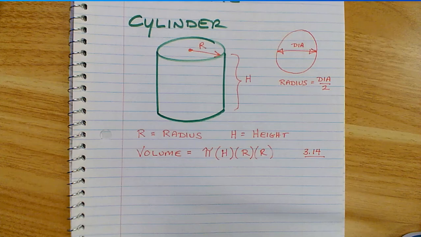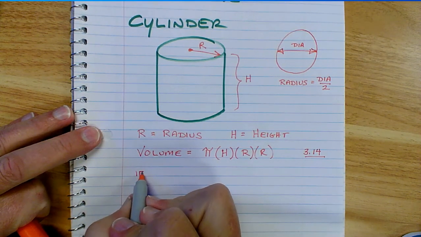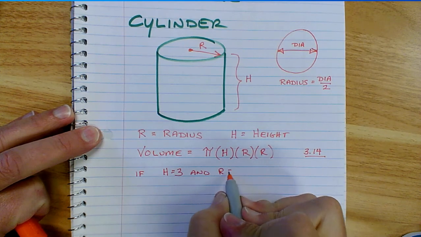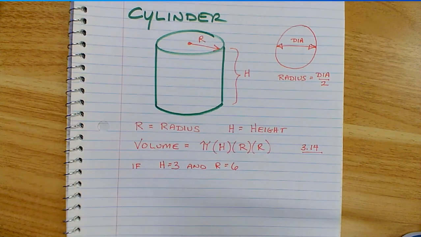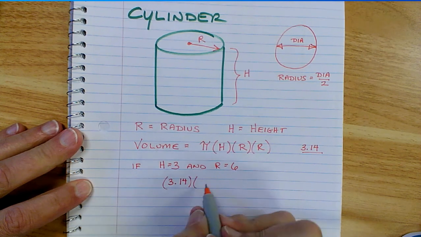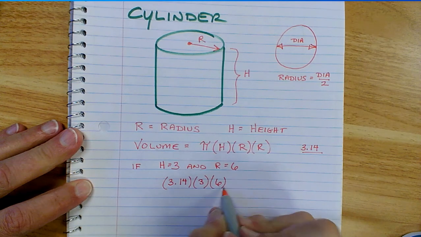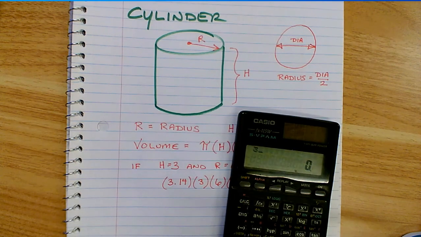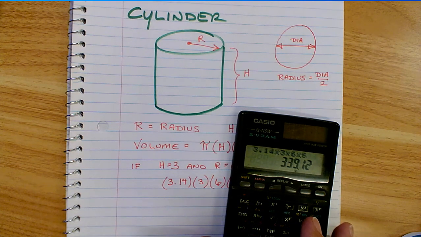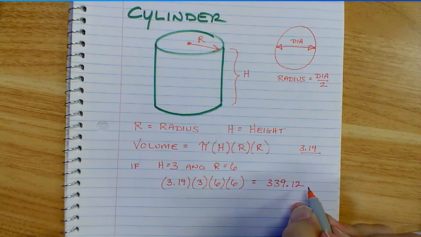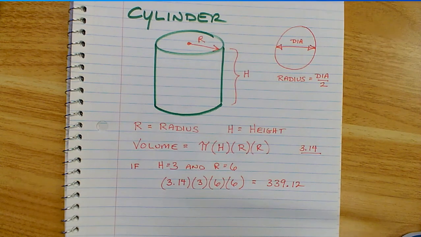So an example problem, if height equals 3 and r equals 6, I would have 3.14 times the height times the radius times the radius equals, calculator time, 3.14 times 3 times 6 times 6 is 339.12. Magic word for this one is circle.